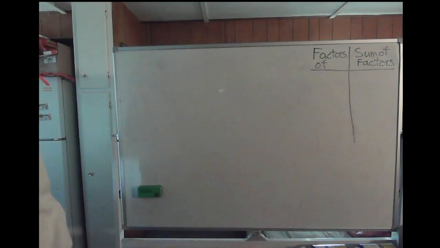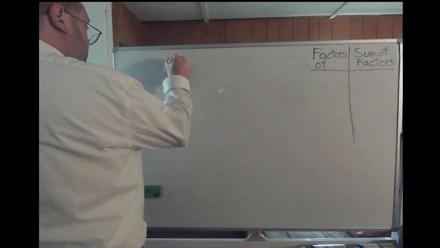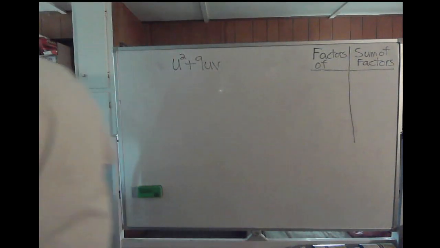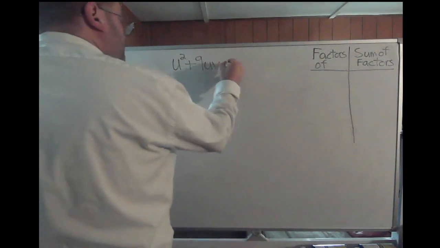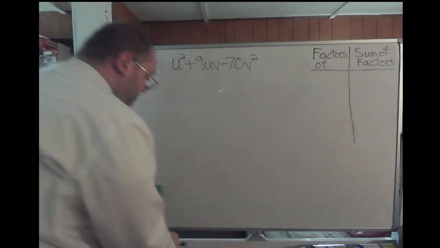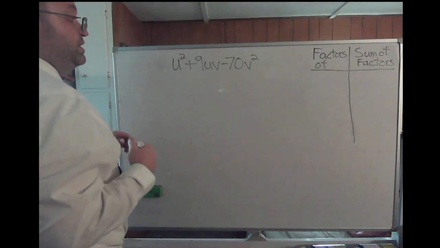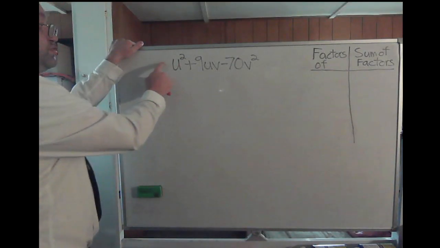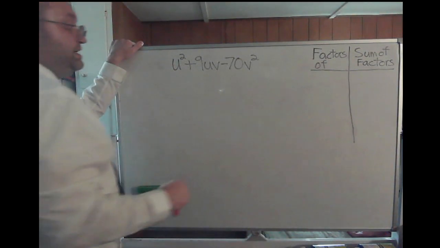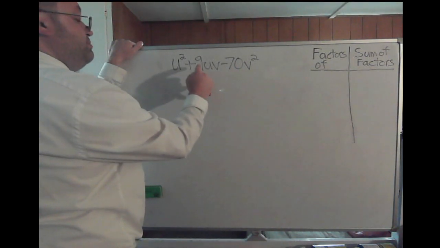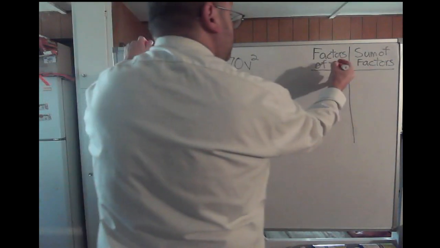See what's next here. We got u squared plus 9uv minus 70v squared. Alright, so we got u squared plus 9uv minus 70v squared. We need to figure out factors. Well, since the constant on the u squared term is 1, that's going to make life easy. Now we need to figure out factors of negative 70 that, when added together, will give you the middle coefficient of positive 9. So let's go ahead and get started.